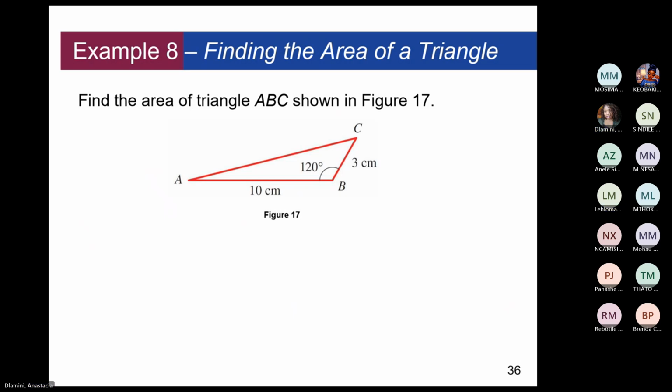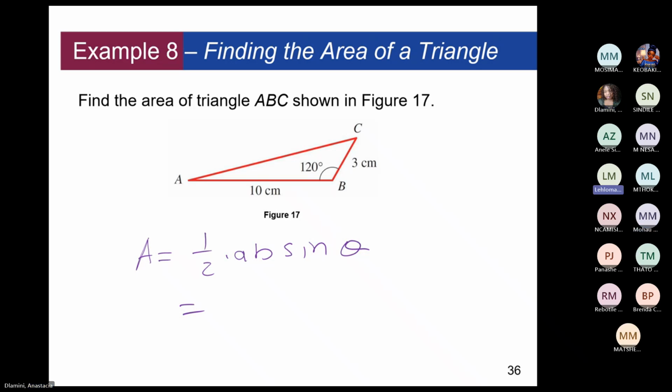So now find the area of the triangle. So area is equal to half AB sine theta. So this is equal to what, guys? What's the answer? Let's substitute. Ma'am, isn't it going to be half multiplied by A, which is going to be the value of 10? No, no, okay. Multiply by 3 sine 120.